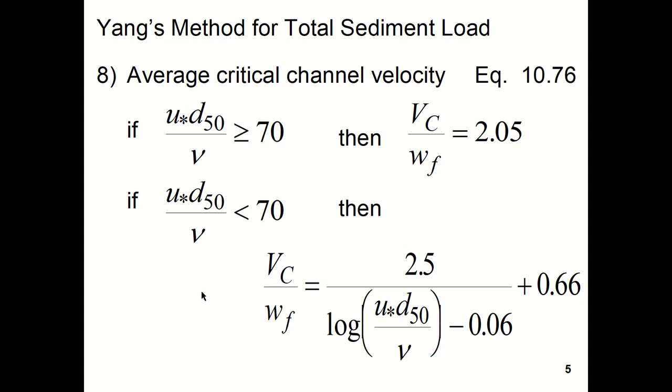The average critical channel velocity can be computed using one of two equations, so you have to evaluate the range. If U star times D50 divided by nu, which would be the shear Reynolds number, is greater than or equal to 70, then you get the critical channel velocity from this ratio. If the shear Reynolds number is less than 70, then you get the critical velocity using this equation.